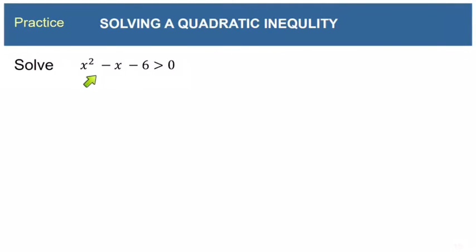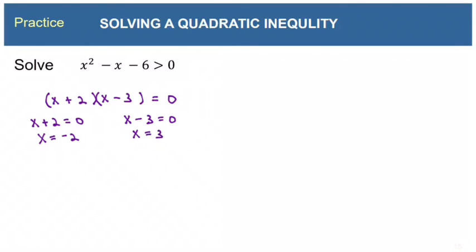So first we need to get the critical numbers. We'll need to solve the related equation. So I'm going to factor here. X squared is x times x. The signs need to be different. 6 has got to be 3 times 2. So I'm going to put the 3 here and the 2 here. And now if this times this is 0, then one of the factors has to be 0. The two solutions I get are -2 and 3. So those are our critical numbers.